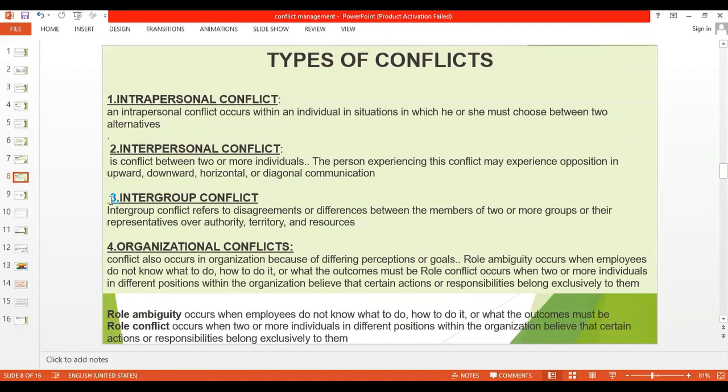Third, intergroup conflict refers to the disagreement or difference between the members of two or more groups. Fourth is organizational conflict, which occurs in an organization because of differing perceptions or goals. Usually, it occurs due to role ambiguity and role conflict.